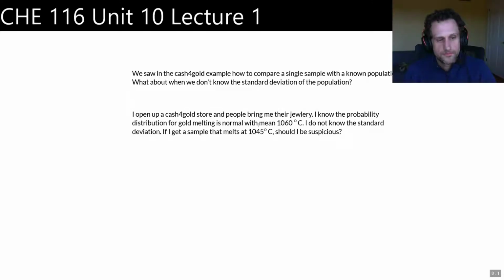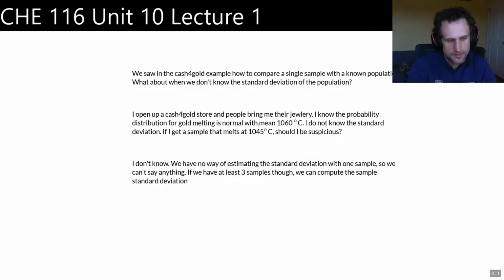So let's do another example. This is a more complicated example. Now I have multiple pieces of jewelry coming in, and I do not know the standard deviation. Maybe this is my first day at Cash for Gold. I look up on the internet what the melting point of gold is. And then I get 5 pieces of jewelry from someone. And I want to know, is it reasonable that the samples melted at 1045 Celsius?